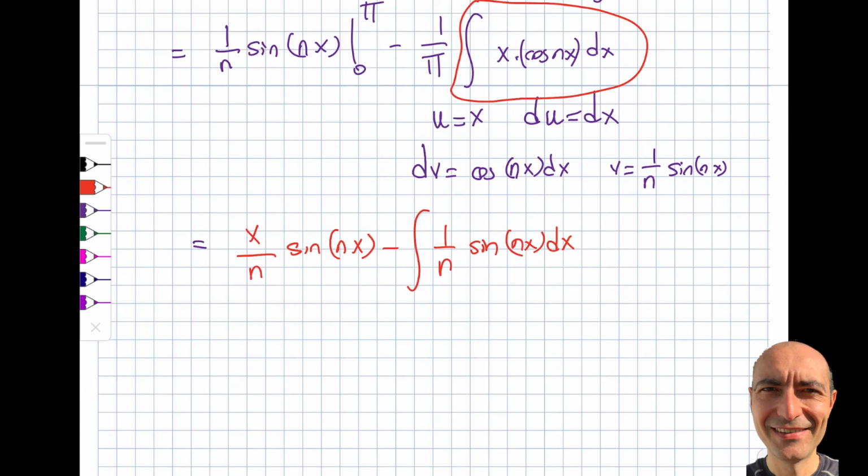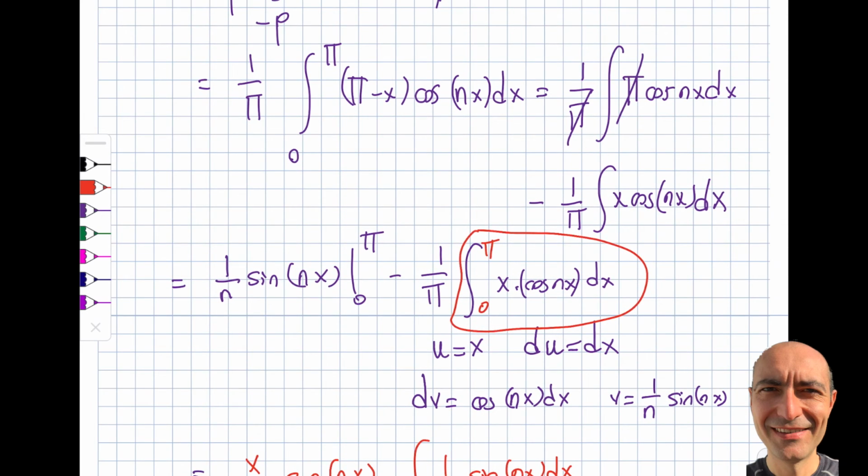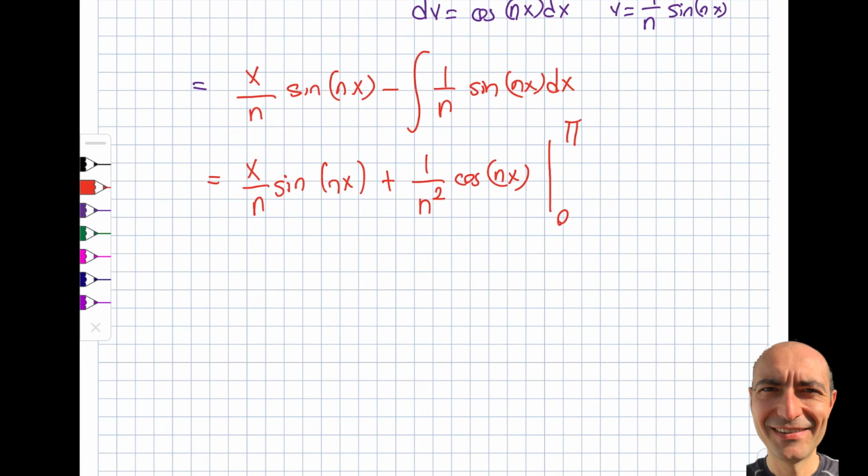So if I just do this, I will get x by n sine nx, which stays exactly where it's at. Well, when I take the integral of sine, I'm going to get cosine, but negative cosine, right? So it'll be 1 by another n, so it's going to be n squared cosine of nx. This needs to be from 0 to pi, right? I also forgot that here, 0 to pi. I forgot up here too, 0 to pi, 0 to pi. I'm sorry about that.